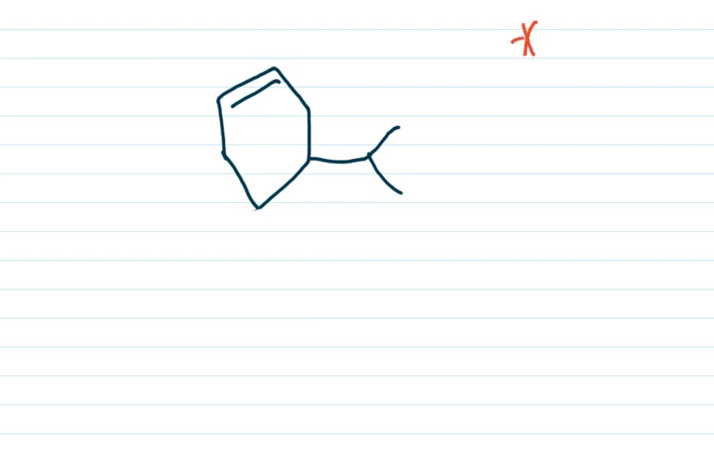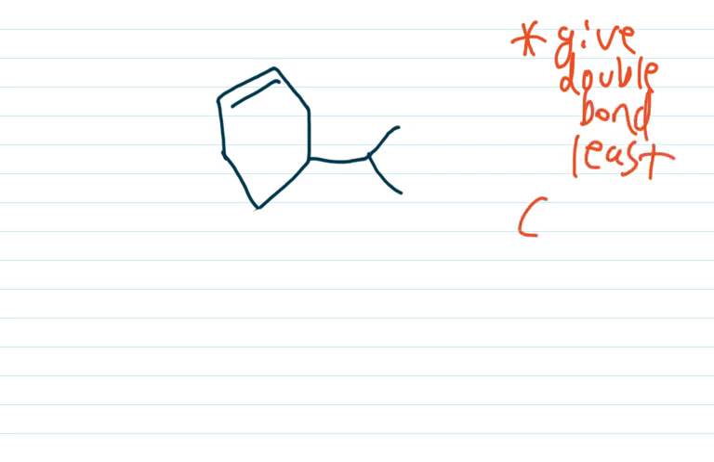least number? So remember, in alkenes, give the double bond the least carbon number, okay? So we would start here. 1, 2, 3, 4, 5, 6. Now you may be wondering, okay, but if we start here, if we start at this carbon 1, that's also the least. We're also giving the double bond the least carbon number, which is 1.